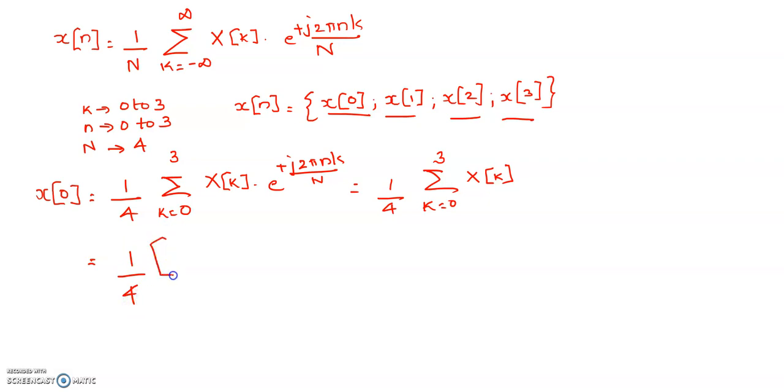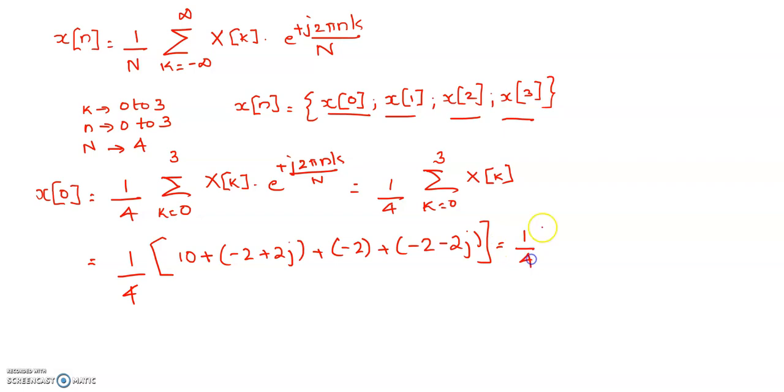Just like we had applied in the form of DFT, your first term can be treated as the sum of the entire signal available. So x of 0 is 10 plus our next term, minus 2 plus 2j, plus minus 2 minus 2j. So this was the resultant sum of the signals.